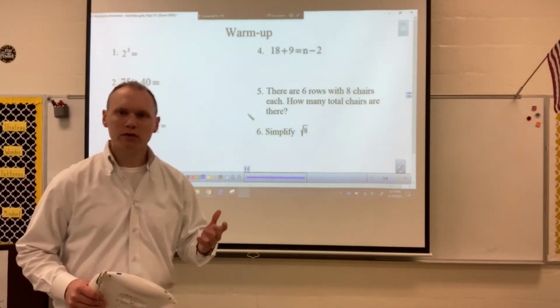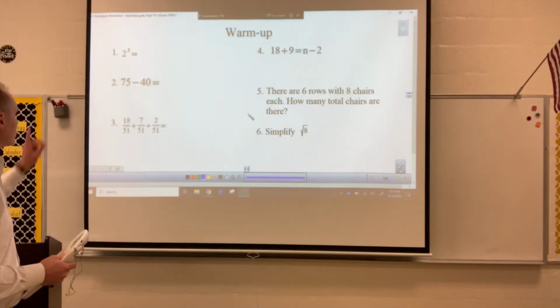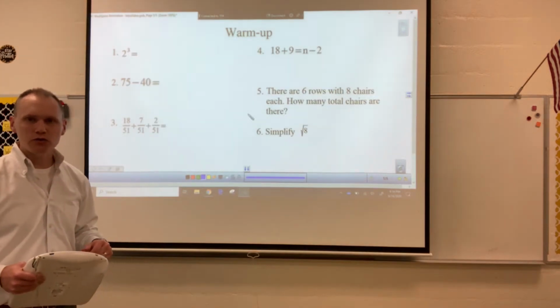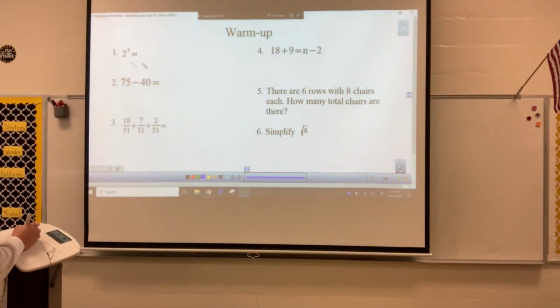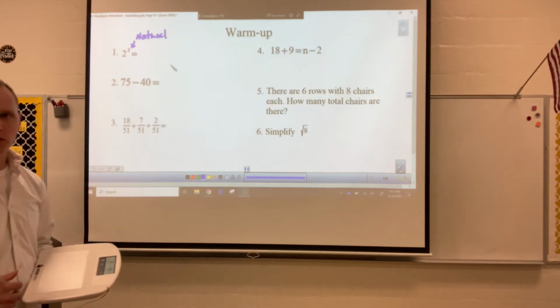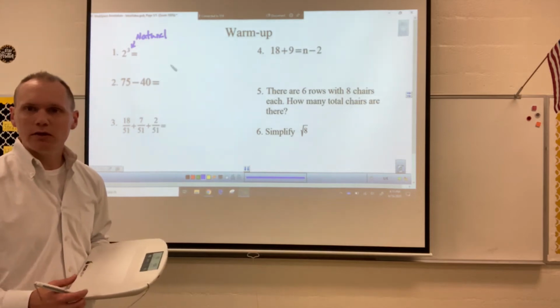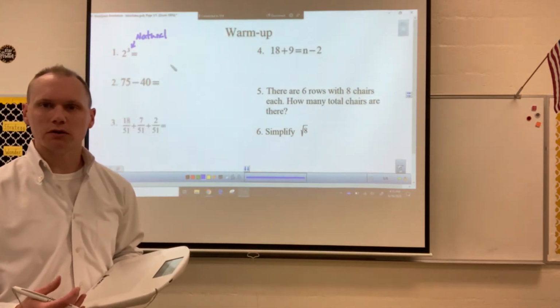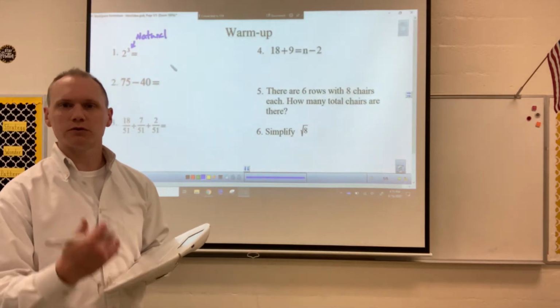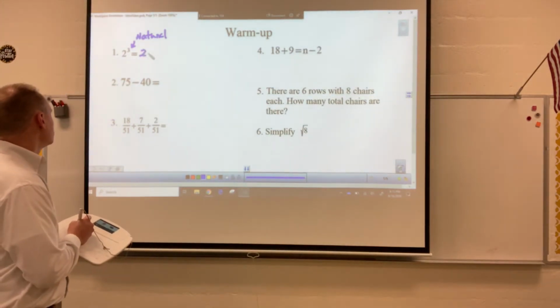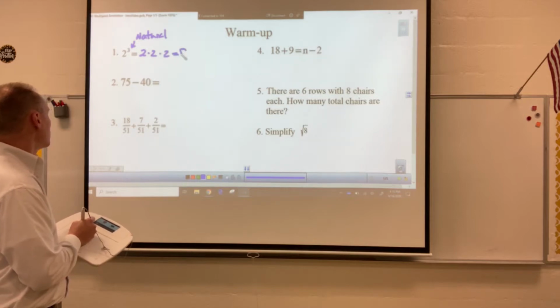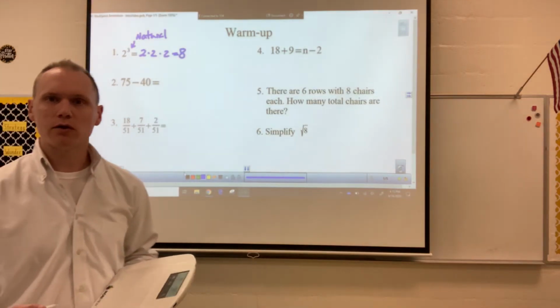All right, so let's go over these 6 problems one at a time here. The first one says 2 to the third. When we think about exponents, if the exponent is what we call a natural number or a counting number, so that's 1, 2, 3, 4, and so on, the positive integers, then we can treat an exponent as repeated multiplication. So this is just going to be 2 times 2 times 2. 2 times 2 is 4, times 2 again is 8. So 2 to the third power is 8.